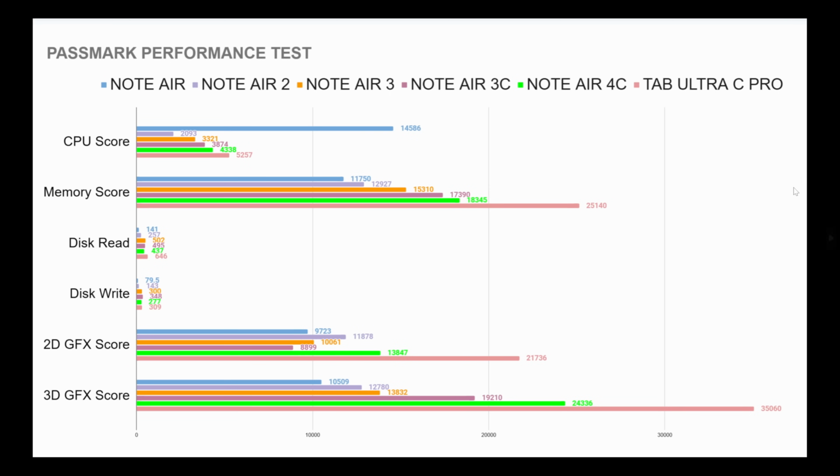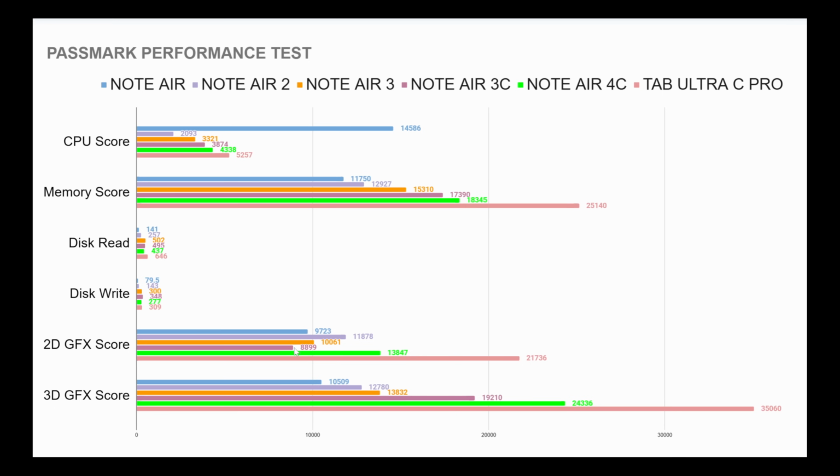And the PassMark performance test, I think, is an important one, because it does give a much more segmented look at what's what and where the differences in memory performance, or overall performance, are. So we can see that the CPU score, consistently with other benchmarks, Note Air 4C performs better. The memory also performs better. The disk read and disk write speeds are actually a little bit lower on the Note Air 4C.